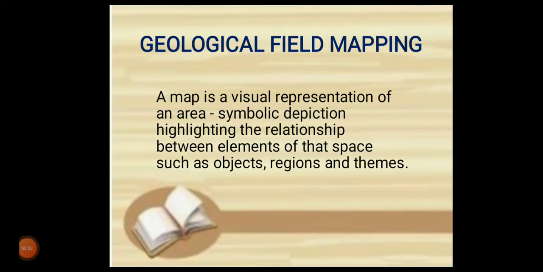Geological field mapping. A map is a visual representation of an area, a symbolic depiction highlighting the relationships between elements of that space, such as objects, regions, and themes. A map showing the distribution of rock units and structures across a region, usually on a plane surface, is thus a geological map.